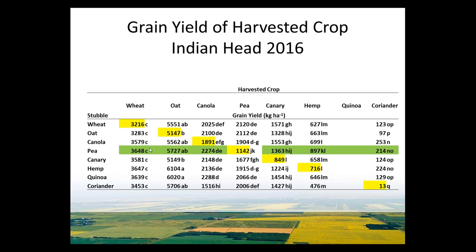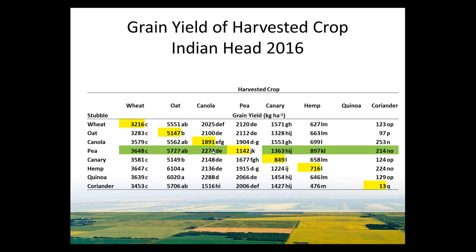Now, if you look at, do we get any N benefit from the peas in this year? Probably a little bit in the wheat, maybe. Not really. Not statistically different. But on the oat stubble, well, it wasn't better than the quinoa or hemp stubble. So we really can't say there's an N benefit there.